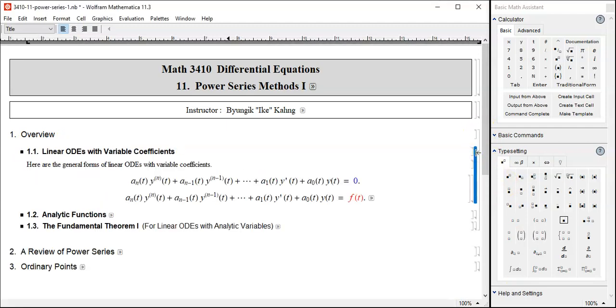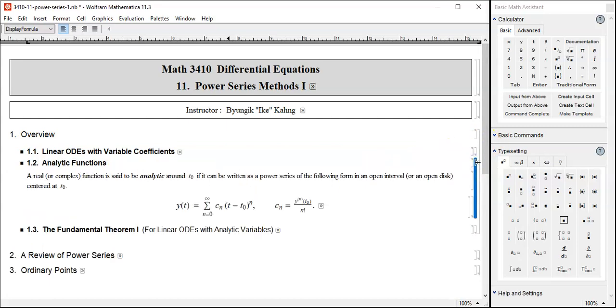Let's begin with a general form of a linear ODE with variable coefficients, like this, homogeneous case, or like that, non-homogeneous case. Either way, let's assume all the functions here are analytic. I mean all the functions: y of t, f of t, a0, a1, a2, all the way over to an. Let's assume everything is analytic.